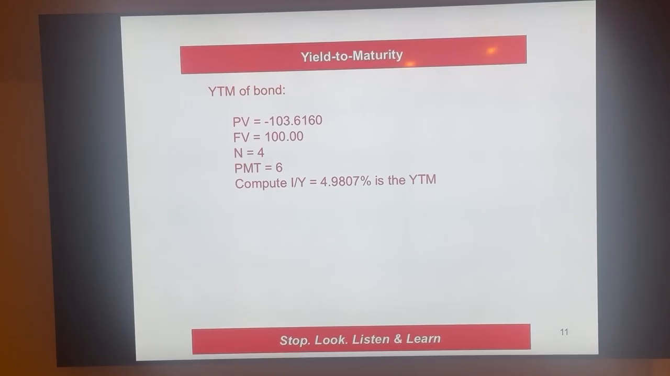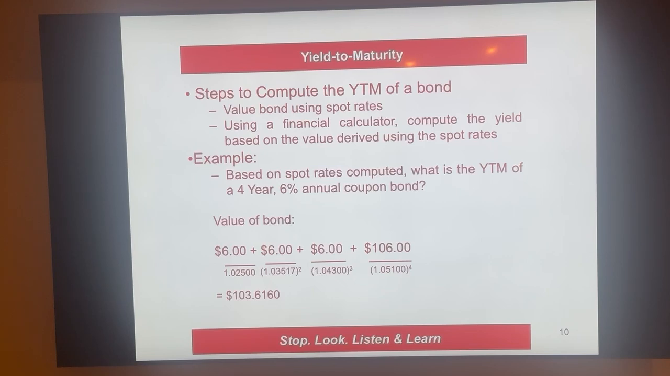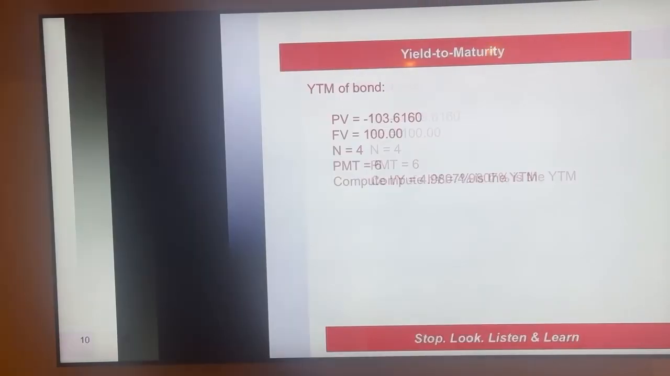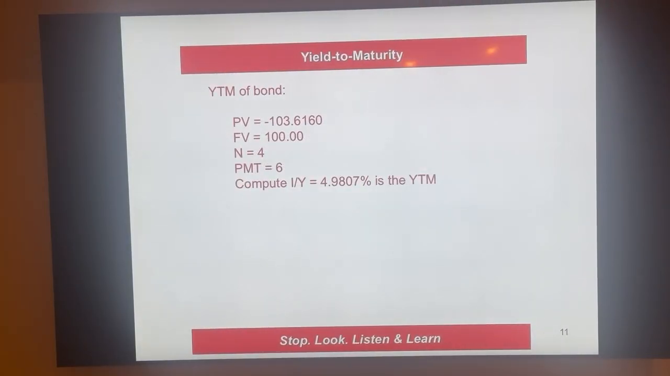And that 4.9807% is really just a weighted average of all of the spot rates that we just computed. And one of the things that you'll note is that that yield to maturity is very close to the 4-year spot rate. And if we go back, we see that the 4-year spot rate is 5.1%, right? And the yield to maturity that we just calculated is 4.98%. So it's very close to the 4-year spot rate.